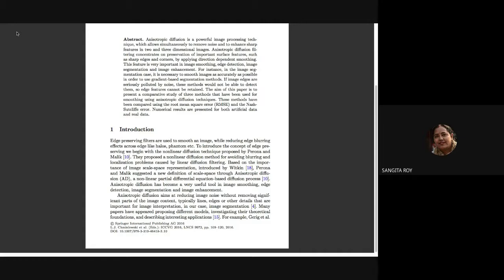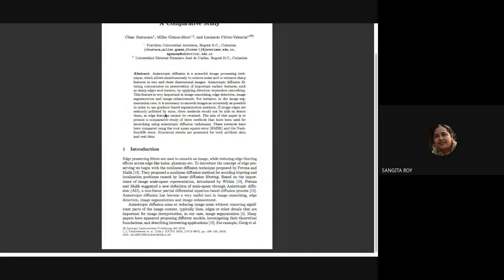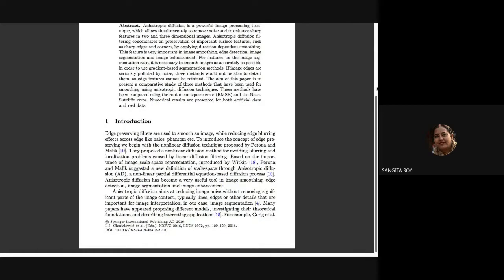Introduction. Edge preserving filters. Edge preserving filters are used to smooth an image while reducing edge blurring effects across edges, like halos, phantoms, etc. To introduce the concept of edge preserving, we begin with the nonlinear diffusion technique proposed by Perona and Malik.